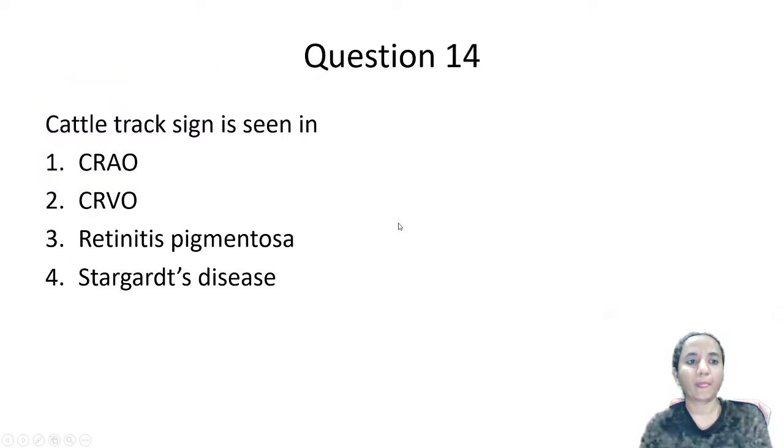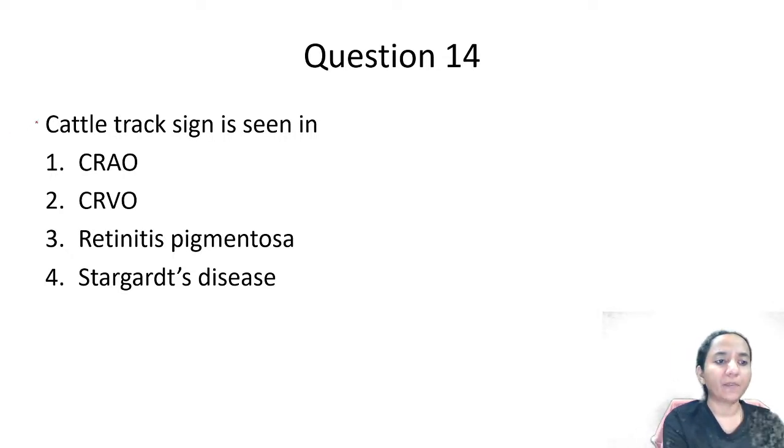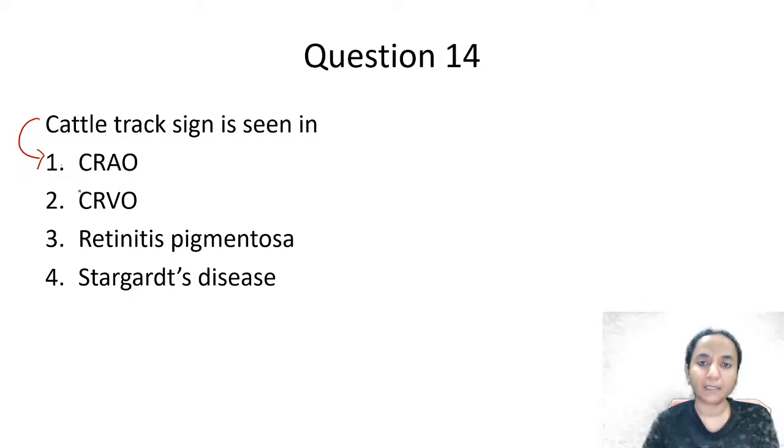Next, where do we get to see cattle tract sign? CRAO, CRVO, retinitis pigmentosa, and Stargardt's disease. Where do we get to see cattle tract sign? Cattle tract sign is typically described in, correct, it is typically described in CRAO, central retinal artery occlusion.